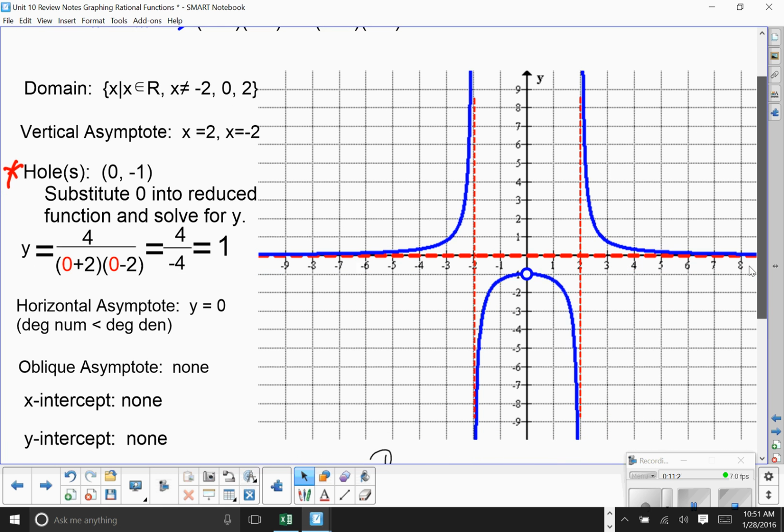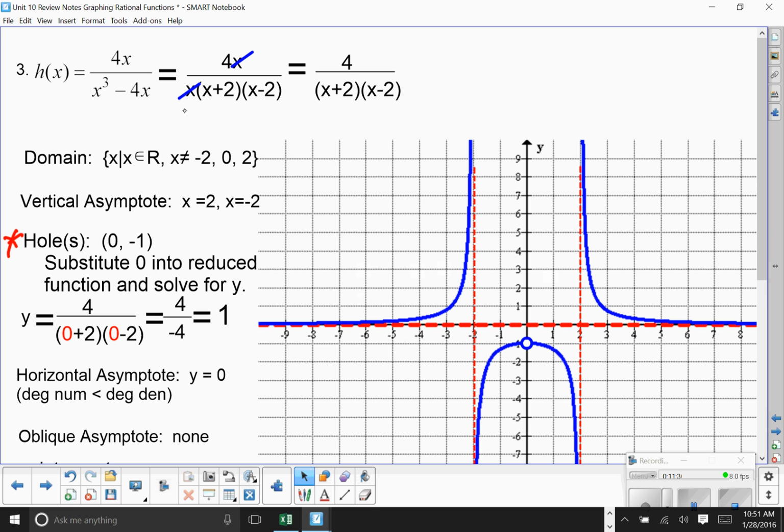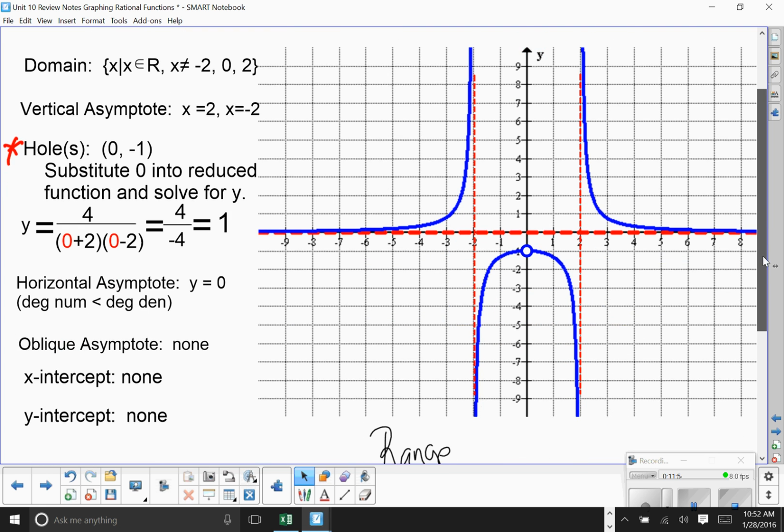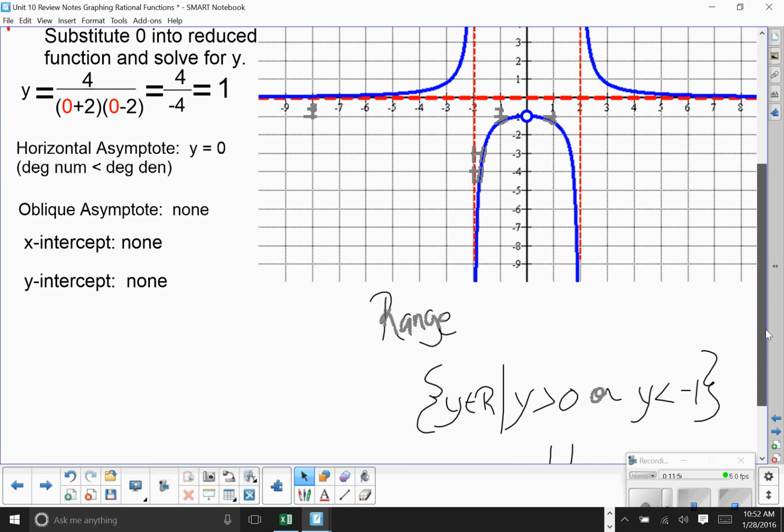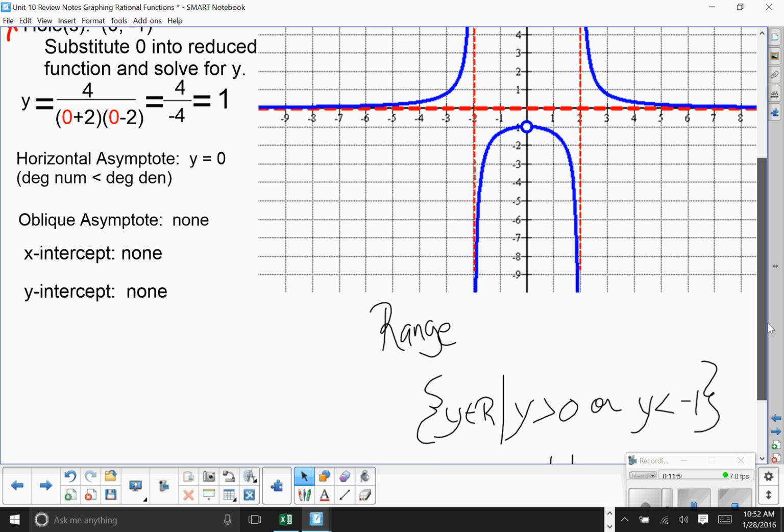No x-intercept, no y-intercept. Notice x cannot be 0, and then y can't be 0. Why can y not be 0? Because if I let y equal 0, then 4x has to equal 0, which means x has to equal 0, but it can't. So there's no x-intercept, no y-intercept. The range: y is greater than 0 or y is less than -1.